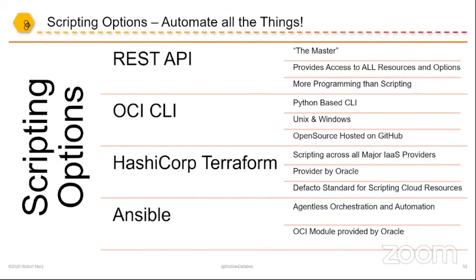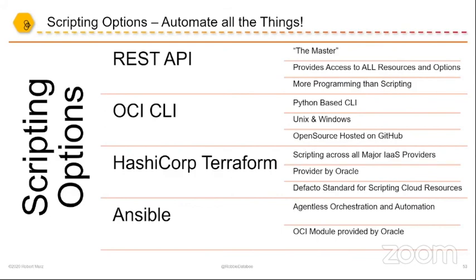There is the OCI CLI. This is the command line interface to the cloud, and I have my own talk about that. It is Python based, and it's available for Unix, Windows, and macOS as well. It is open source, hosted on GitHub, and installs very easily. The installer will even install Python if you don't have it on your Windows machine. It is developed and maintained by Oracle, so it will cover all the features.